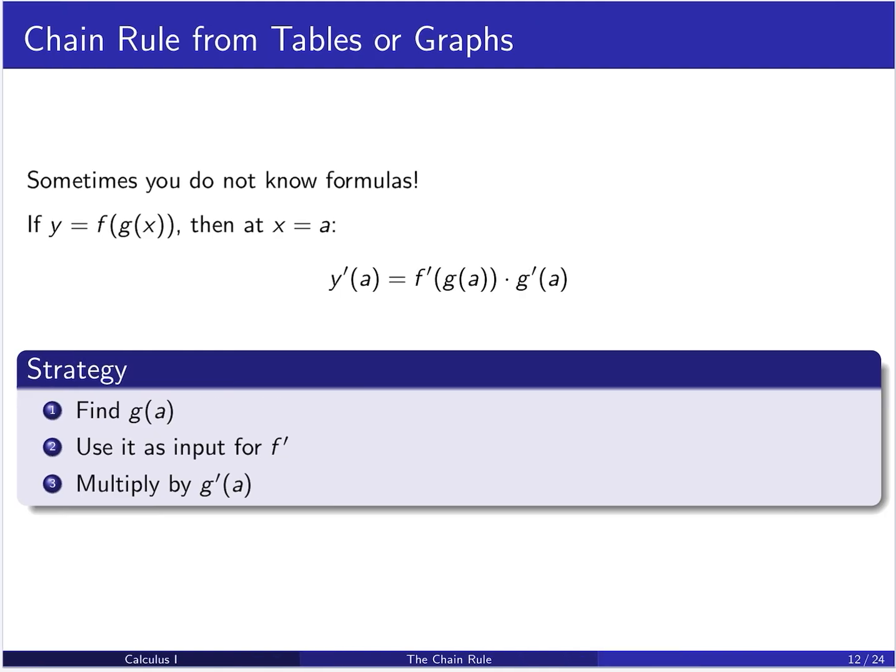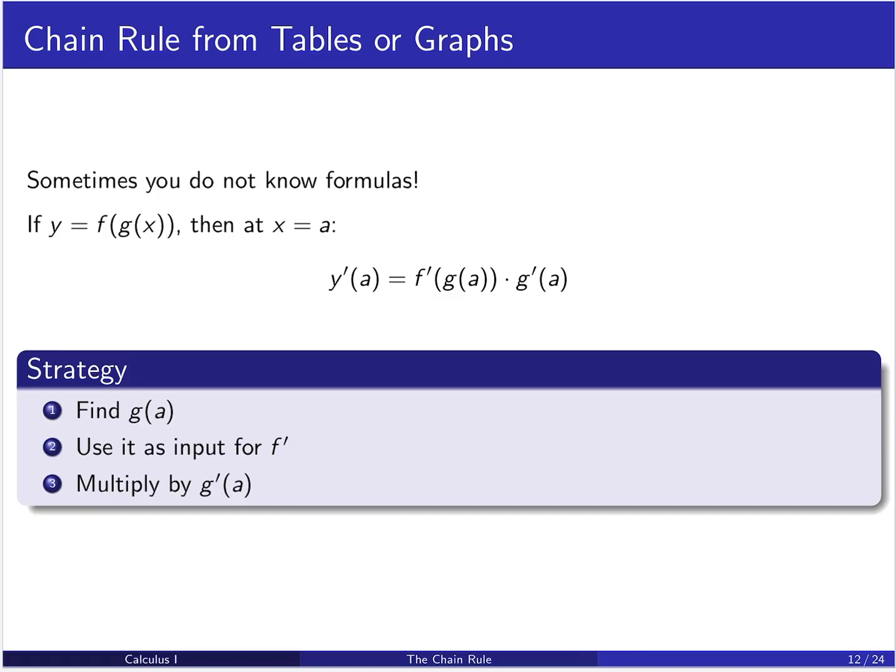So here is a type of problem that trips students up in the exam constantly. What if you do not have a formula? What if f and g are only given as a table of values? The chain rule is exactly the same. So if y equals f of g of x, then at point x equals a, the derivative y prime at x equals a is equal to f prime of g(a) multiplied by g prime of a.